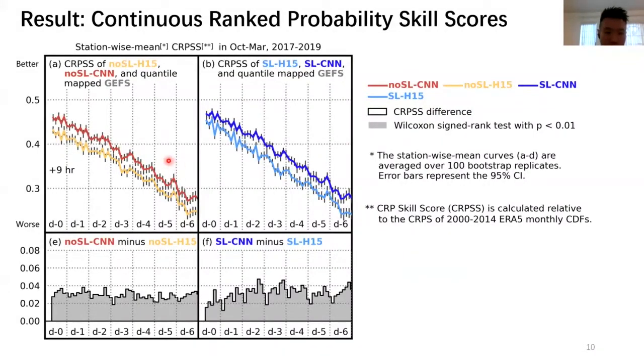So first one, you see that all the lines decrease with increasing lead times, no surprise, but they're all at least larger than 0, which means they're better than climatology reference. As in point 2, we see that different lines have different skill score difference, and the bottom 2 panels computed this actual difference between ours ending with the CNN and the H15 controls. So we can see consistent performance gains in all forecast lead times, and they are statistically significant.